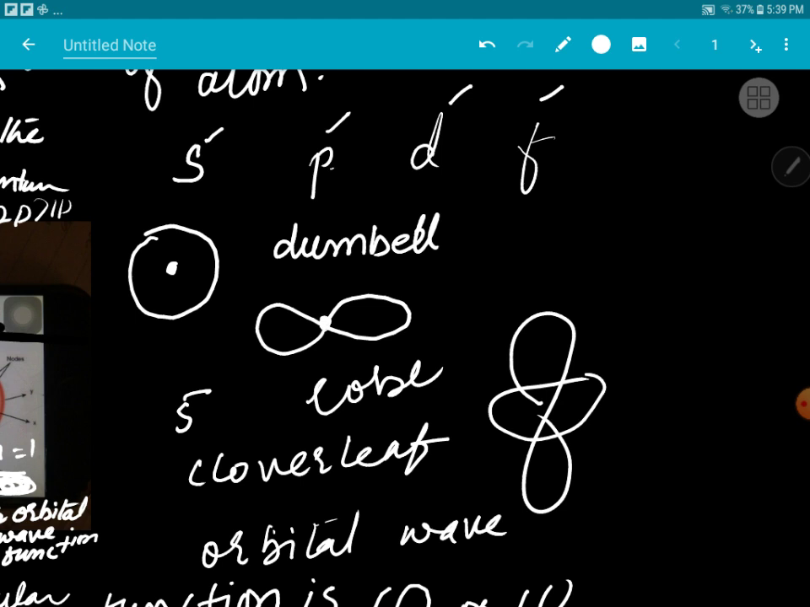And four d orbitals are clover leaf like, and one orbital is shaped like an elongated dumbbell with a donut around its middle. The orbitals in an atom are organized into different layers of electron shells or energy levels.